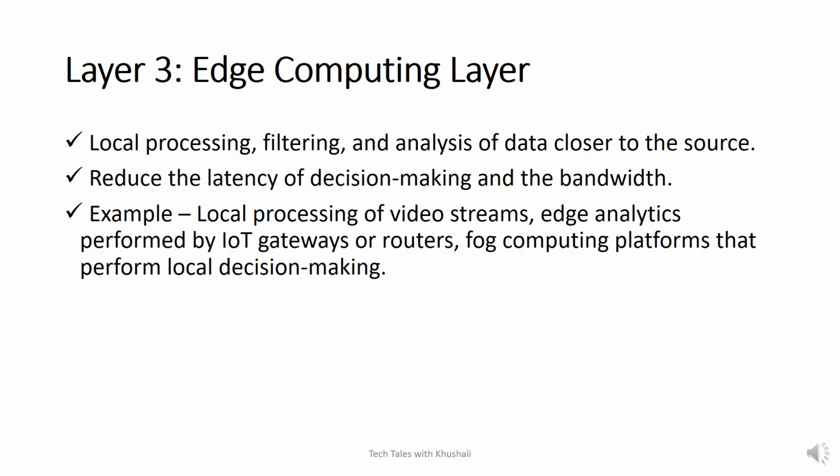Let's see layer 3, that is the edge computing layer. This layer provides local processing, filtering and analysis of data closer to the edge, that is the source, rather than sending all raw data directly to the cloud. It helps reduce the latency of decision making and the bandwidth required to transmit data to the cloud. Examples include local processing of video streams by smart cameras, edge analytics performed by IoT gateways or routers before sending data to cloud platforms, and fog computing platforms that perform local decision making for smart city applications.